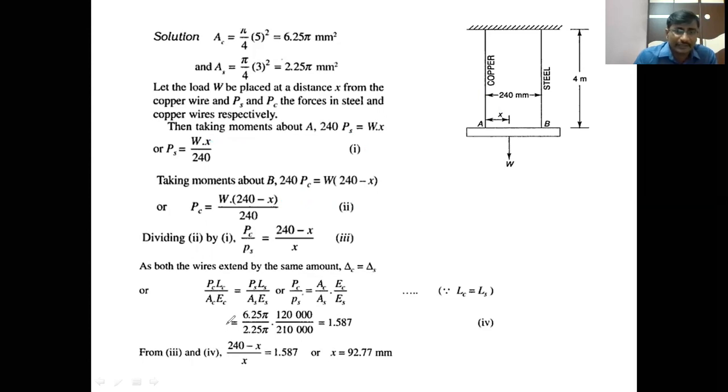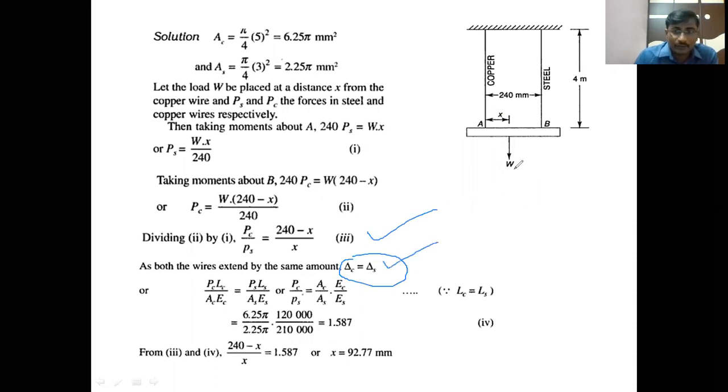Clear, students? Up to now, we have taken the moment at point A and point B. Then we can get PC in terms of PS, or PS in terms of PC, and also in terms of X. As both the wires are extended by the same amount, this is the compatibility equation. Up to now, equation 1 to equation 3 are equilibrium equations. And now, what is the compatibility equation?